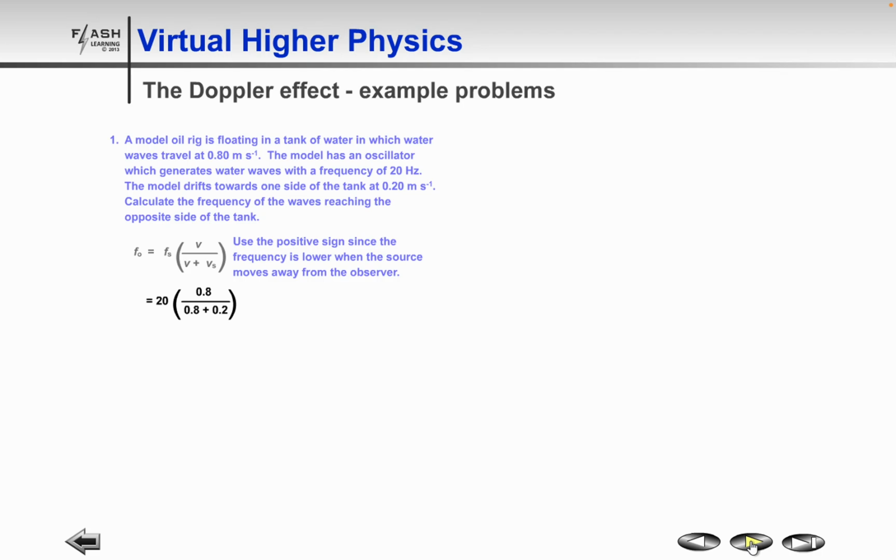So substituting in the values, I know in this they don't list the variables, but make sure that you do. And then plugging in the values, you get 16 hertz.